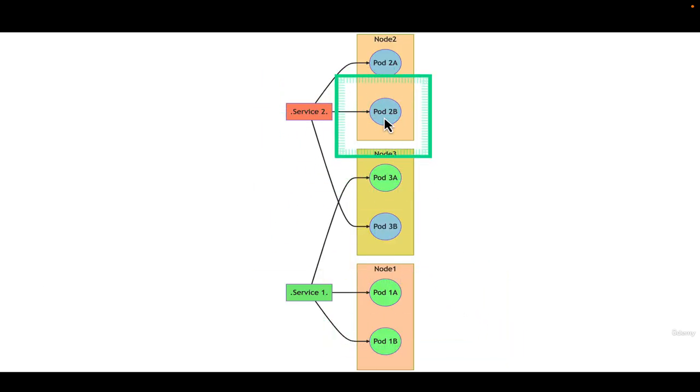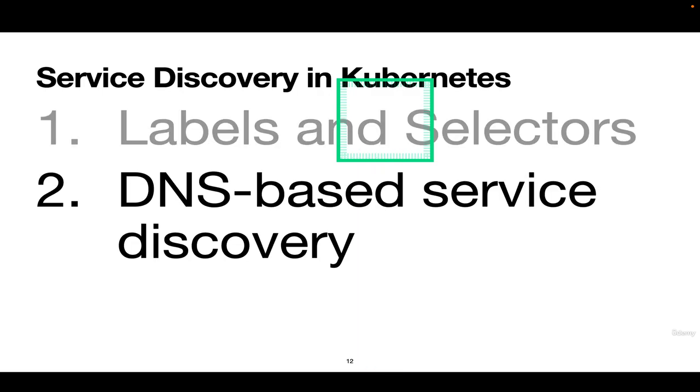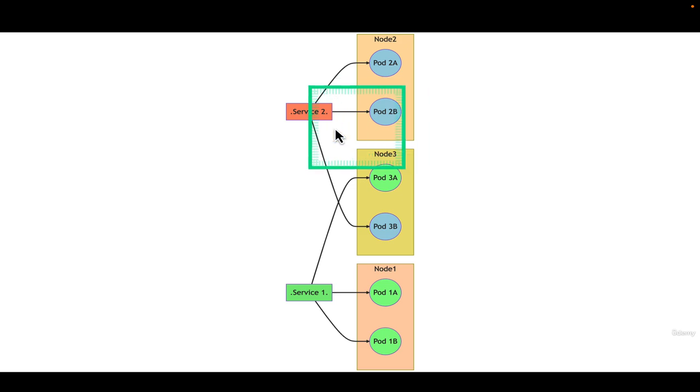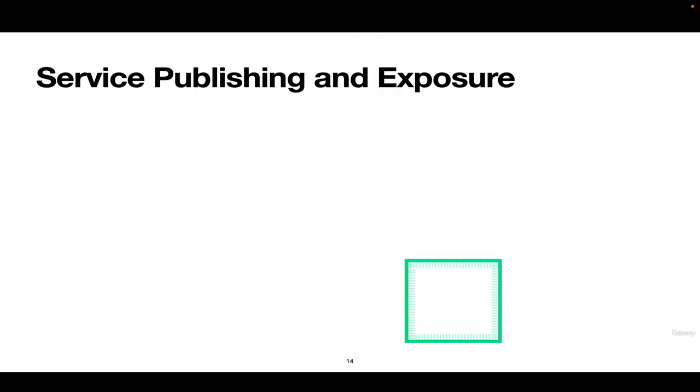So similar to what we have discussed: labels and selectors, DNS-based service discovery, and environment variables. So something similar, you have labels and selectors and service discovery and all.